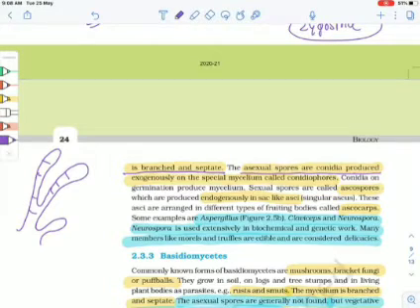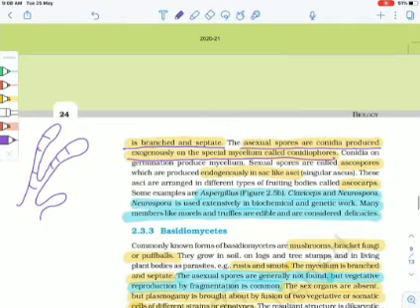Remember, asexual spores are conidia produced exogenously on the special mycelium called conidiophore. So the asexual spores in the Ascomycetes are the conidia, and they are produced exogenously. Exogenously means outside the mycelium. Remember, this is the conidia, and the special mycelium on which the conidia are present is called conidiophore.